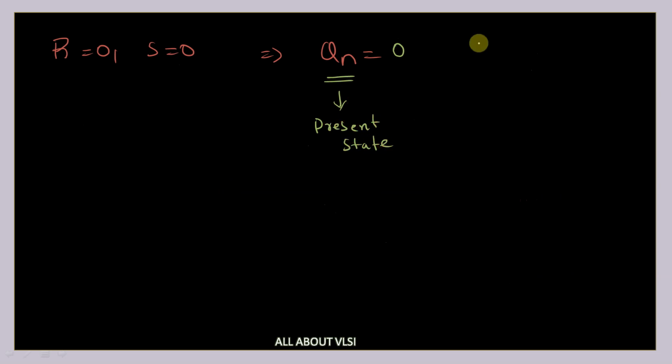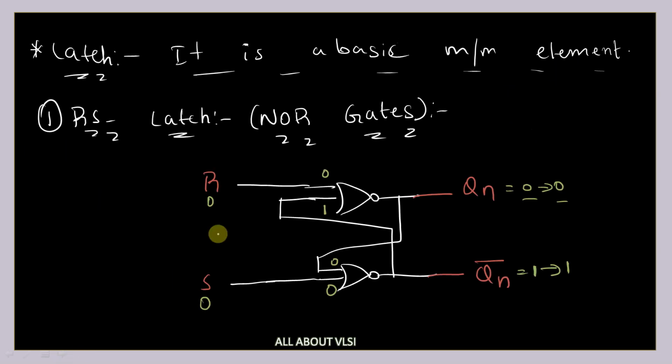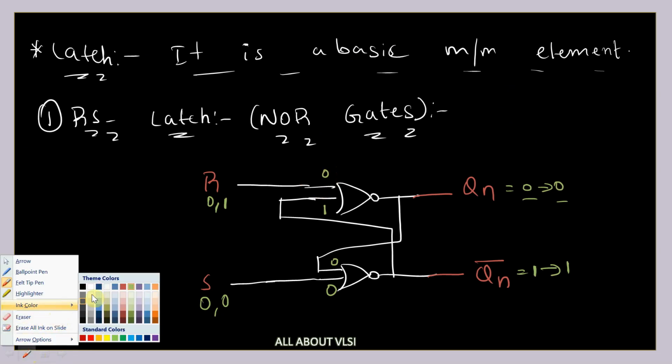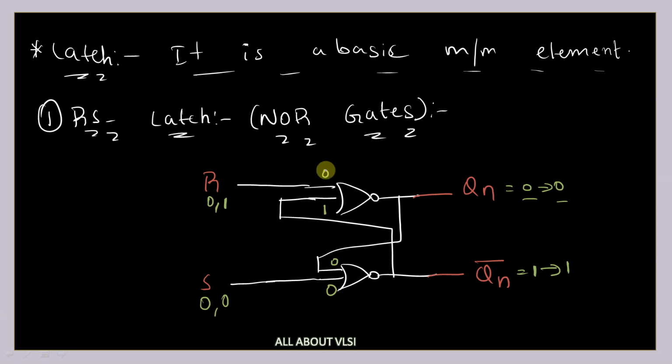And we have one more term here, that is Qn plus 1. That means it is the next state. It is nothing but 0. Okay, so this is one combination. Now let's say R is equal to 1 and S is still 0. So if any one of the inputs changes, here R is equal to 1, we are changing it to 1, and here also we have 1.